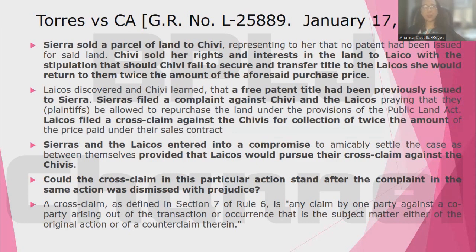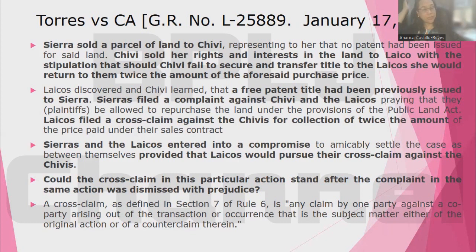We have the case of Torres versus Court of Appeals. So in this case, Shera sold a parcel of land to Chibi, representing to her that there was no patent issued to the said land. Chibi, on the other hand, sold her rights to Laico with the stipulation that if Chibi fails to secure the transfer of title to the Laicos, she would return them twice the amount of the purchase price. Now, Laicos discovered and Chibi learned that a free patent has previously been issued to Shera.